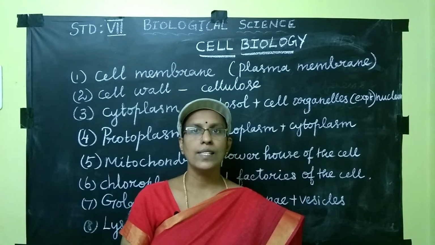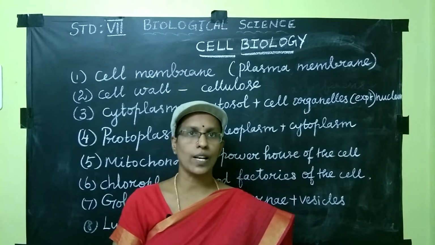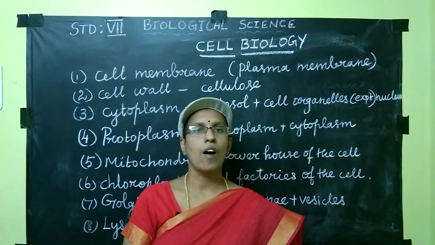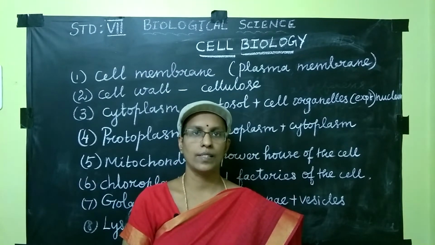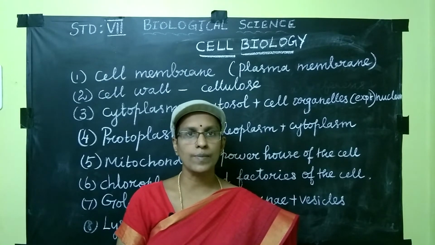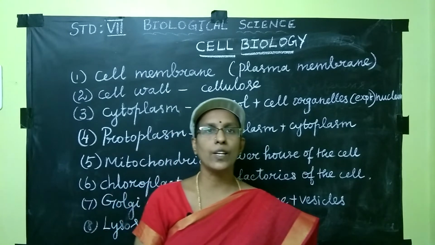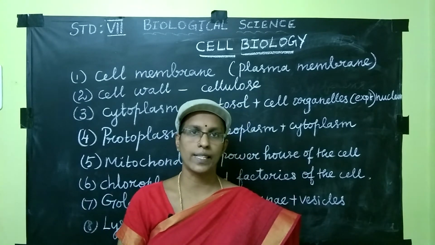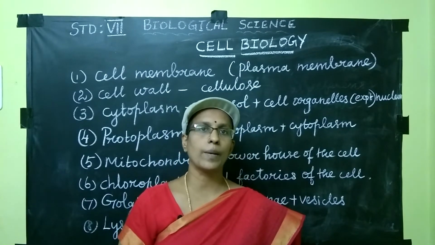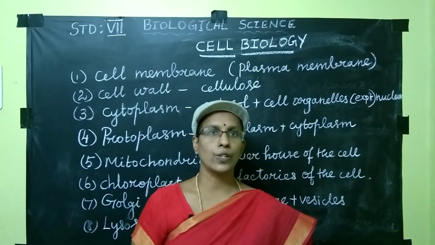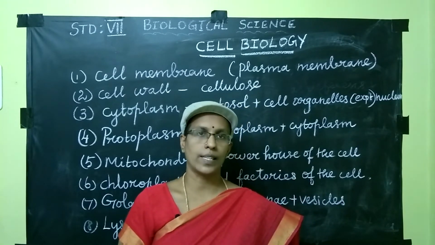What is a cell? A cell is the basic structural and functional unit of all living organisms. Then what are unicellular organisms? Some organisms are made up of only one cell. They are known as unicellular organisms. Some organisms are made up of many cells. They are known as multicellular organisms.